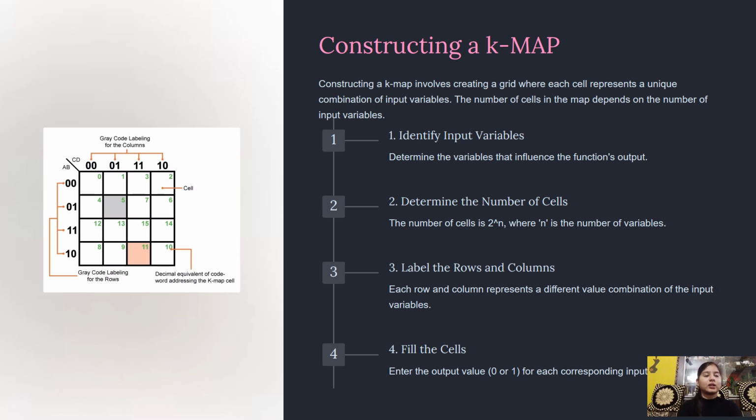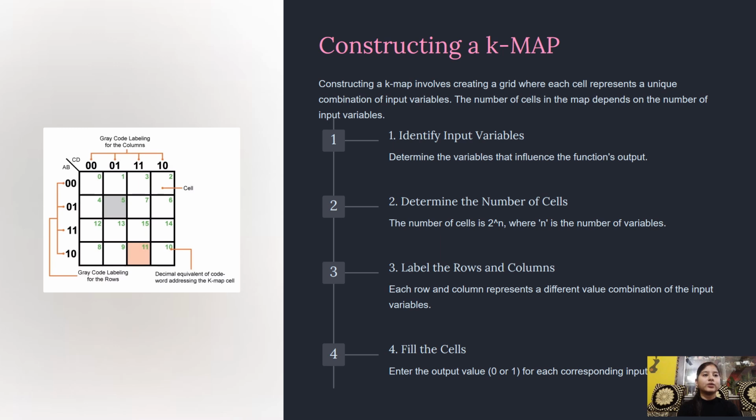Constructing a K-map. Constructing a K-map involves creating a grid where each cell represents a unique combination of input variables. The number of cells in the map depends on the number of input variables. The first one is identifying input variables. Determine the variables that influence the function's output. Second one, determine the number of cells. The number of cells is 2 to the power of n, where n is the number of variables.